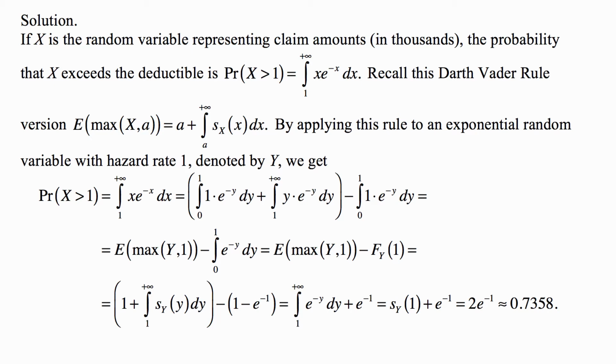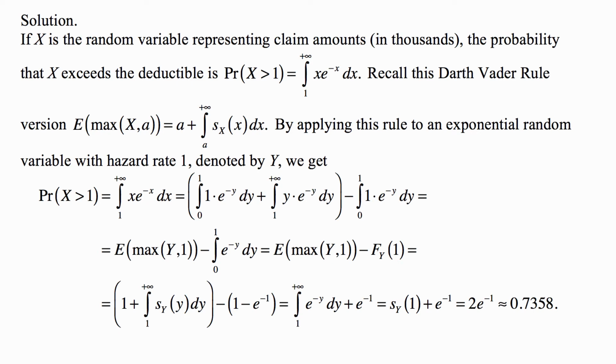By applying this rule to an exponential random variable with hazard rate 1, which we'll denote by y, we get this. The probability that x is more than 1 is equal to the integral from 1 to plus infinity of x times e to the minus x dx, because that's the density. And then we write this as the integral from 0 to 1 of 1 times e to the minus y dy, plus the integral from 1 to plus infinity of y times e to the minus y dy. We just changed x to y, that's it. But we're doing this so that we can refer to this random variable y, which is assumed to have the exponential distribution with hazard rate 1, which means also with mean 1.